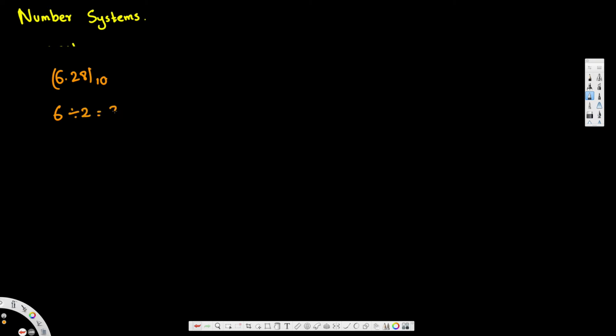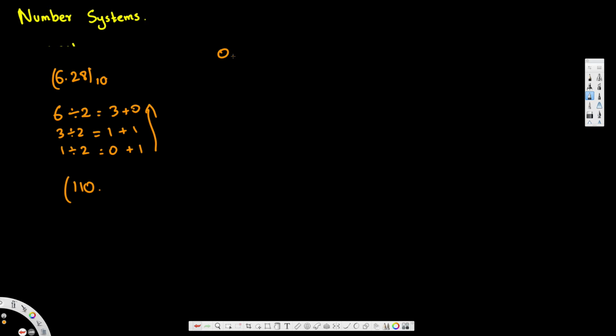You will get 3 and the remainder is 0. And 3 divided by 2, you will get 1 and the remainder is 1. And 1 divided by 2, you will get 0 and the remainder is 1. So you will get 1, 1, 0. This is for the whole number. Now let's take the fraction number. Fraction number we have to multiply until we get a whole number.